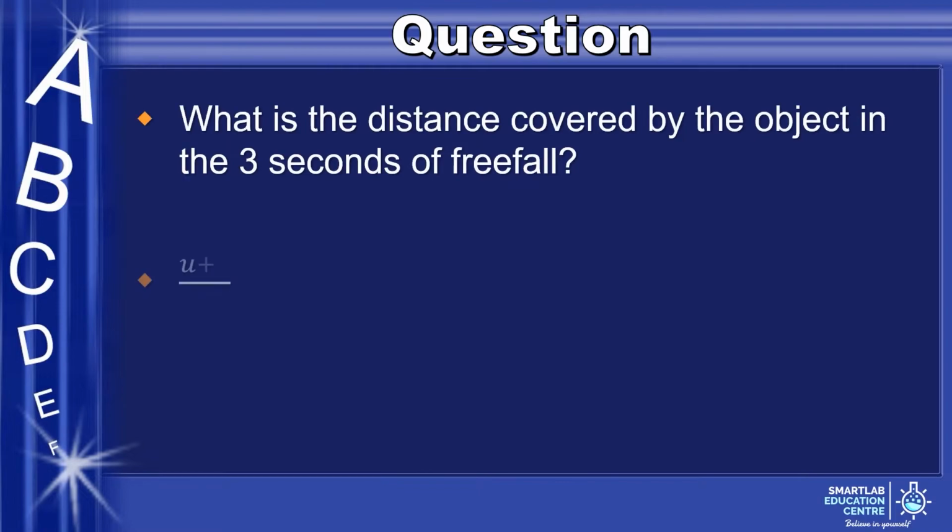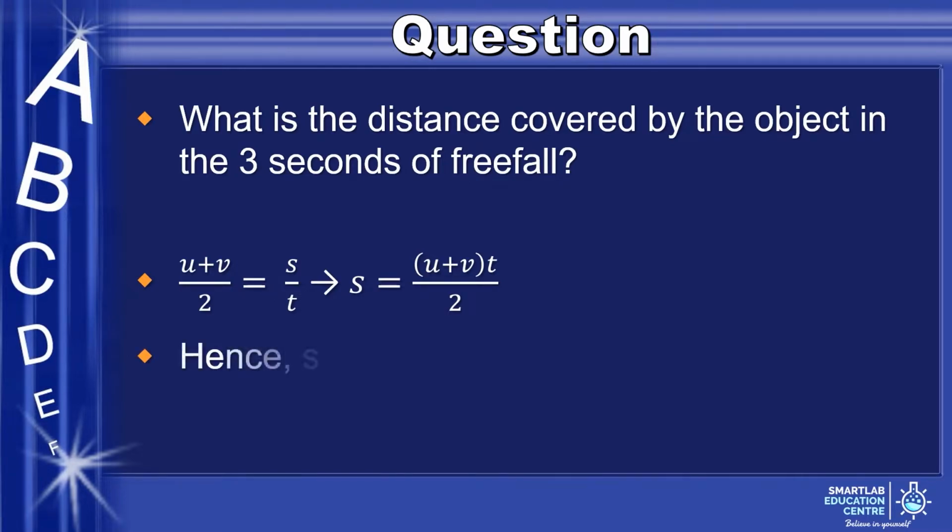Now, in this section, we use the equation of average speed and substitute numbers to give us this equation. This will give us a total distance of 45 meters.